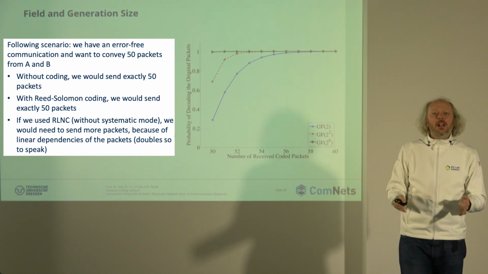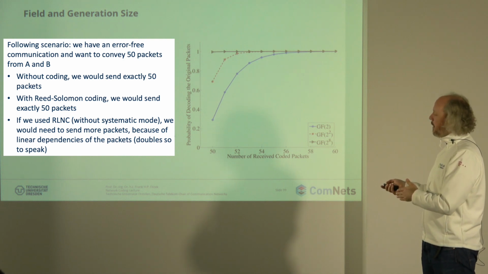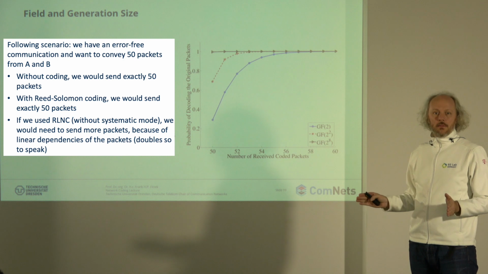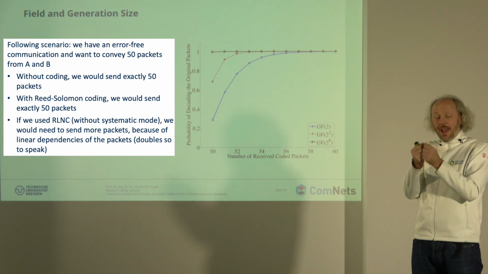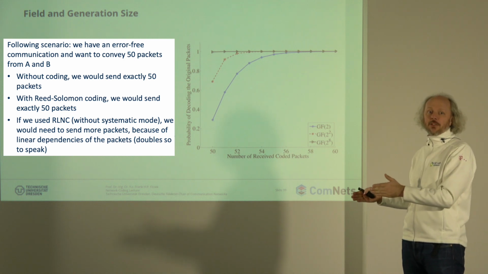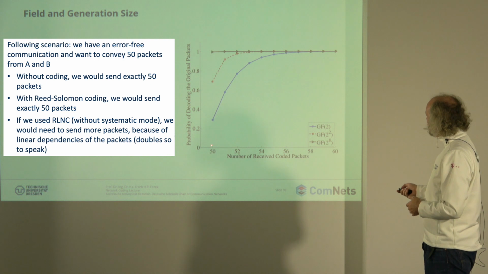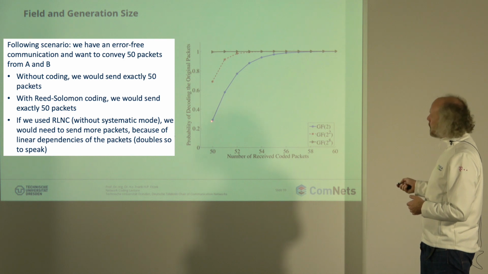So just to tell you, when you have 50 packets on one side and you don't code anything, after 50 time slots, after 50 transmissions, you are done. If you use a Reed-Solomon code, which has a planned code, after 50 time slots, you are done. If you do it randomly, now the question is what is the probability of decoding after receiving 50? If you have a binary code, it's only 30%.